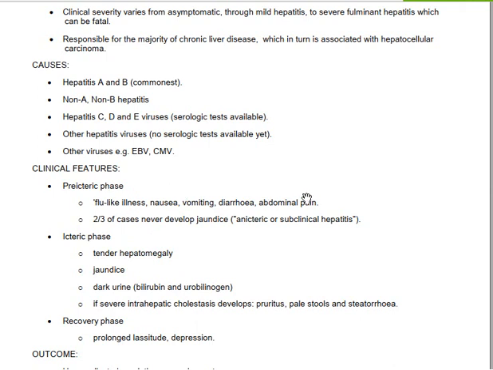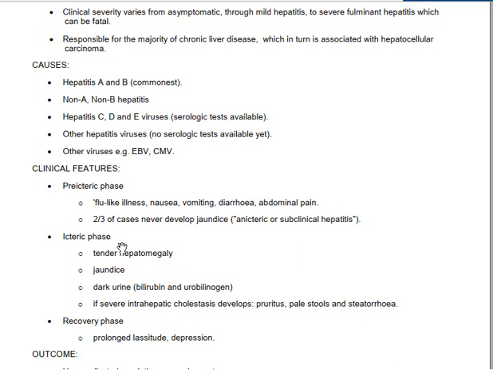Is it clear? In acute hepatitis, 2/3 of the cases never develop jaundice in the icteric phase. So this is an anicteric or subclinical hepatitis. You cannot easily diagnose hepatitis in the pre-icteric phase. You can diagnose any other disease.